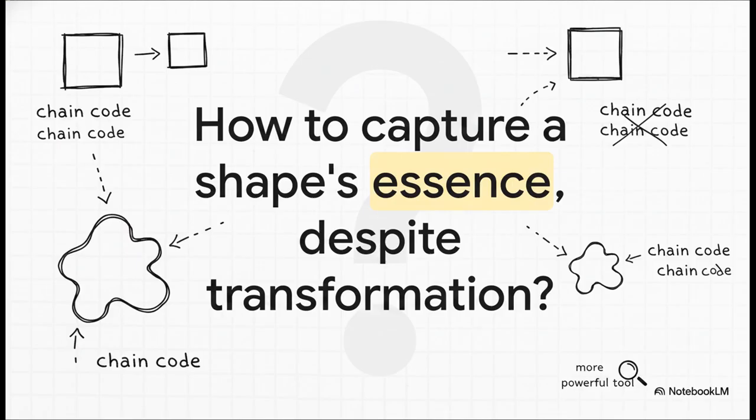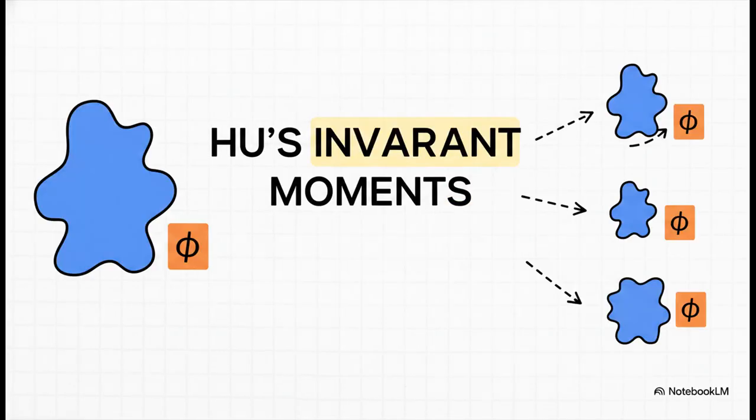We need something more robust, a tool that can recognize that a shape is the same thing, no matter its position, its size, or how it's turned. And this is where moment-based features come in and completely change the game. It's kind of like how we summarized histograms before. These moments are a mathematical way to summarize the properties of a shape, and the real magic comes from a special set of these, known as Hu's invariant moments.